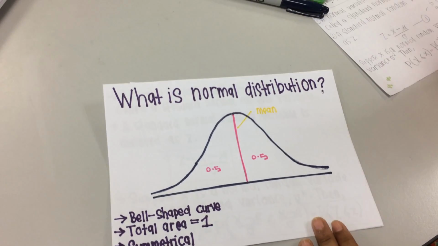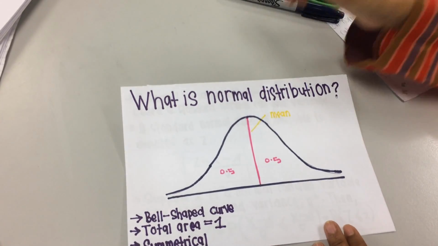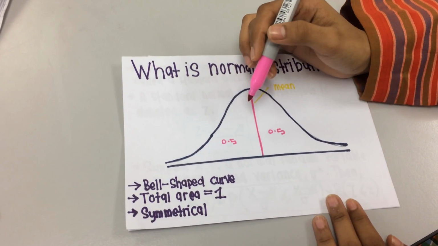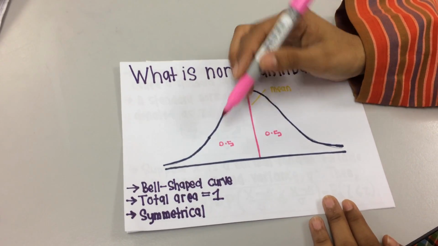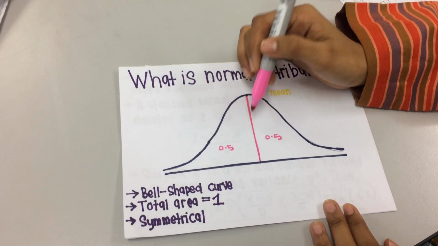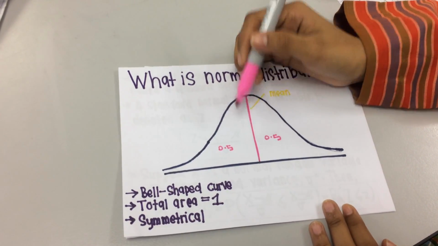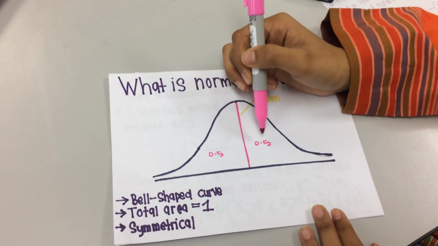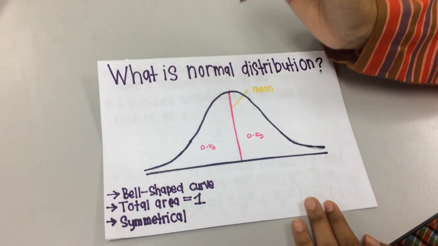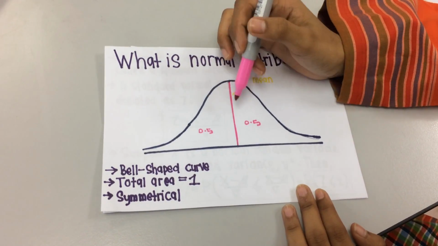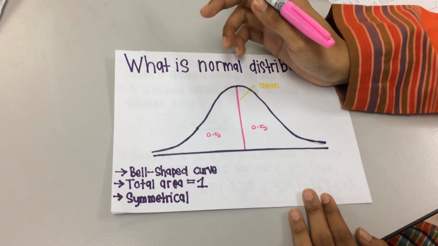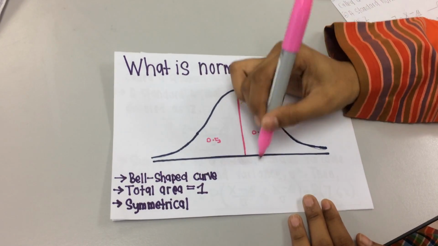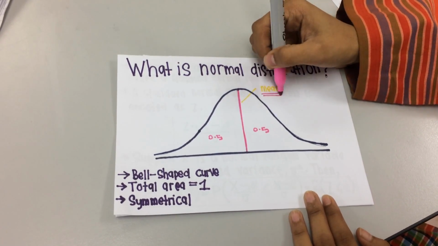When we hear about the normal distribution, we need to imagine this type of graph, which is a bell-shaped curve. The total area of this bell-shaped curve is equal to 1, where this area equals 0.5, and this area also equals 0.5. The normal distribution is symmetrical with a single center peak at the mean of the data. As you can see, at the center we have the mean.